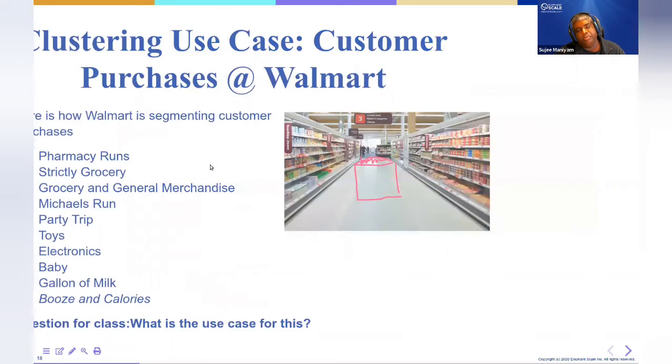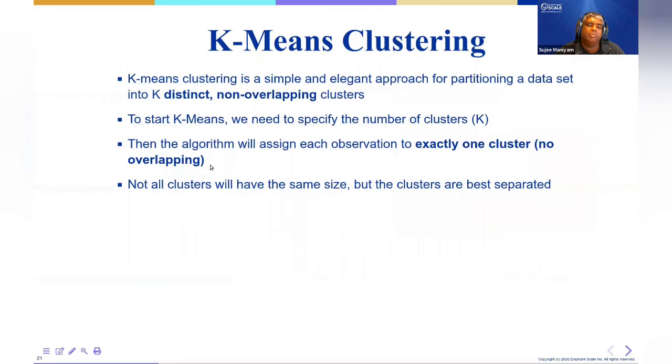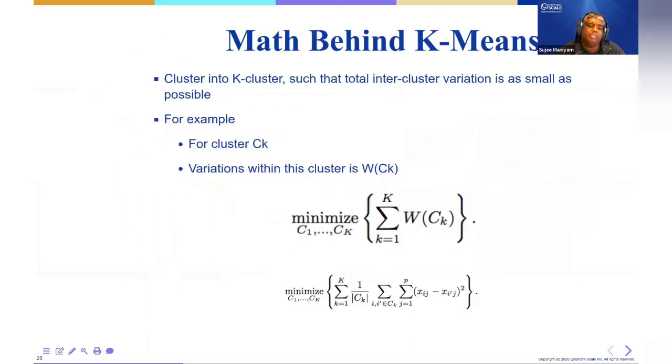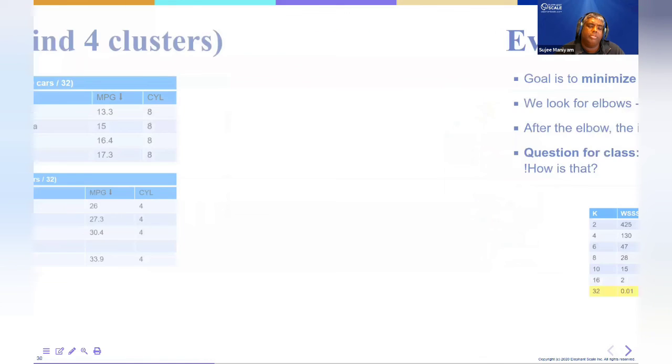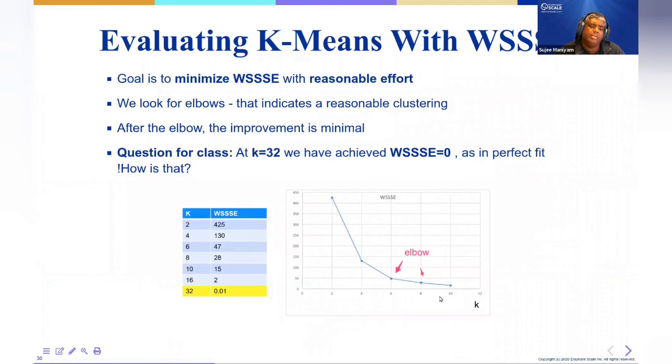But for your data set, whatever that is, nobody can tell you what it is, but WSSE can point you to a region. I can say, your optimal K is somewhere around here.